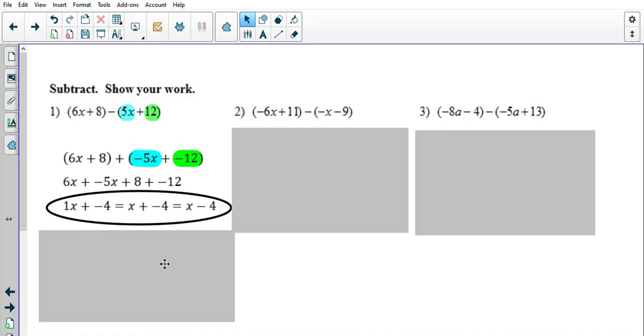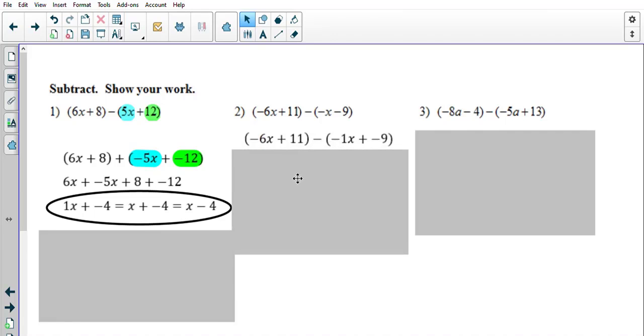All right, number 2. Here we do need to do step 1. Add the opposite inside the parentheses. Negative 6x plus 11 stays the same, but negative x minus 9 is going to be rewritten as negative 1x plus negative 9. I do like to put that coefficient in there.